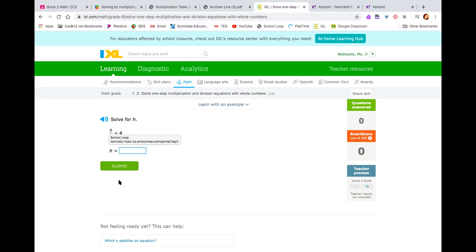H divided by 4 equals 4. What do I want to do? Times 4. Okay, then the 4's cancel out. 4 times 4 is 16.